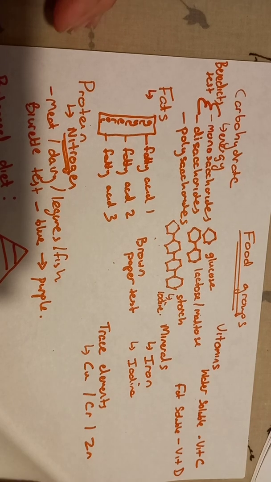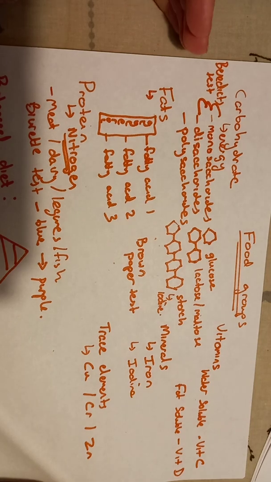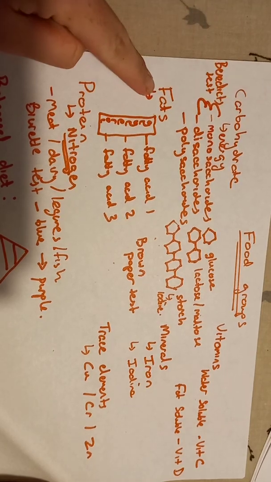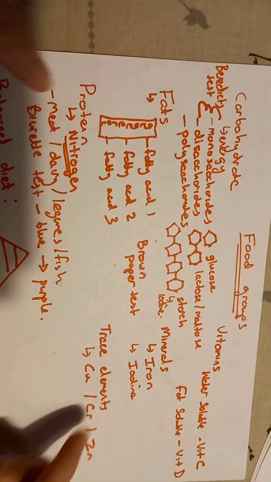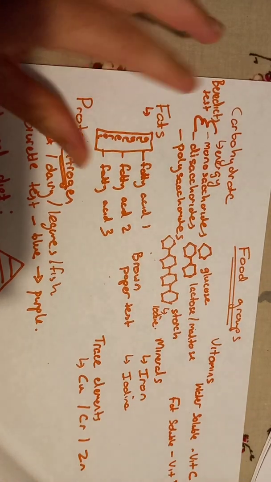Okay, so let's start off with food groups. So there's a number of food groups you have to know. So you need to know carbohydrates, fats, proteins, you need to know vitamins and minerals, trace elements, and talk about a balanced diet, okay? So let's start off with carbohydrates.